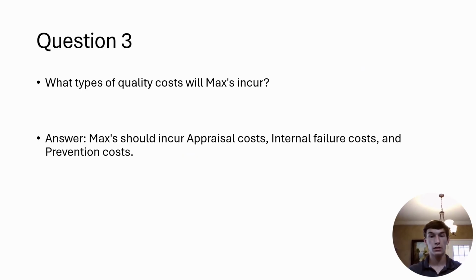So question 3, what types of quality costs will Max incur? Well, the answer is Max should incur appraisal costs, internal failure costs, and prevention costs. So in this question, what it is asking is what types of costs will the company incur while they are trying to solve these issues or after they solve these issues. So let me break down why I chose these 3 types of costs.